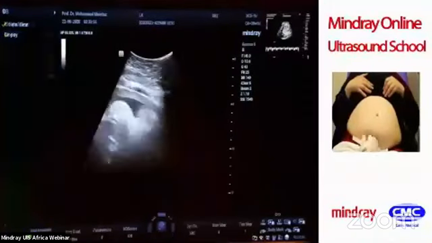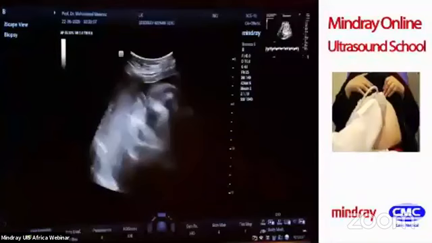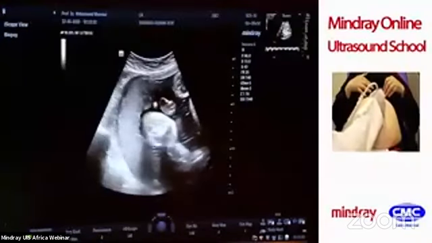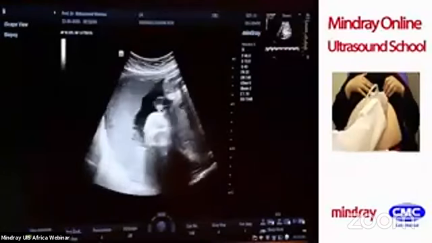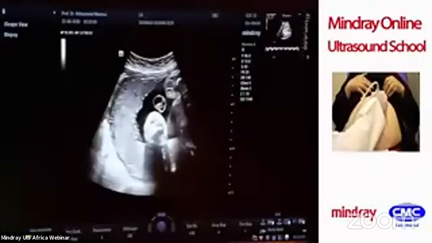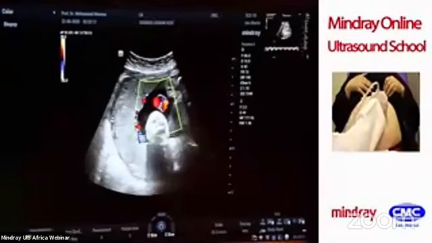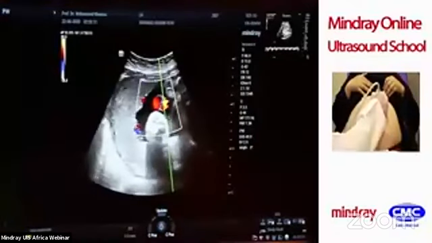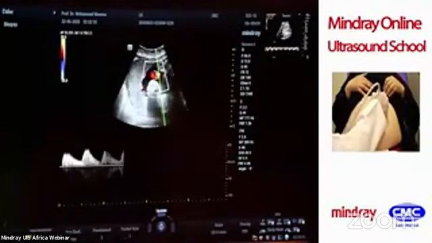If you want to do Doppler, the first and the most important thing is to get the umbilical Doppler. You get a section of the umbilical cord, and as you can see here, this is a good loop where there is not a lot of movement. You can see there are 2 arteries and 1 vein, and then you can put color and you put pulsed Doppler, and you get the measurement.